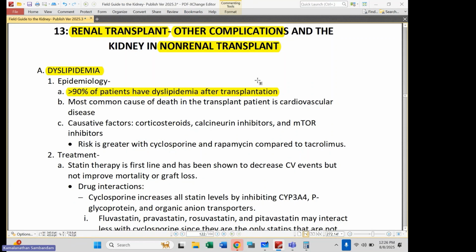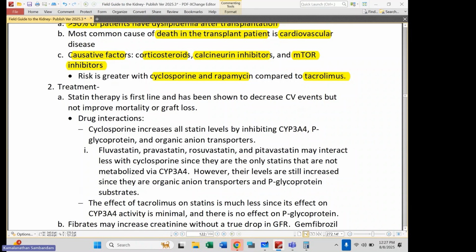Dyslipidemia is extremely common. There is a variety of causal factors. The steroids, the calcineurin inhibitor we talked about raises lipid levels. mTOR inhibitors, we talked about how that can massively elevate triglyceride levels, even to ranges that you worry about pancreatitis. Again, cyclosporin and RAPA have higher rates of dyslipidemia or severe dyslipidemia when compared to tacrolimus. And this is not insignificant because most of our patients with transplant are dying of cardiovascular disease. So we pay attention to dyslipidemia.